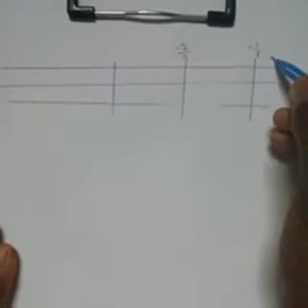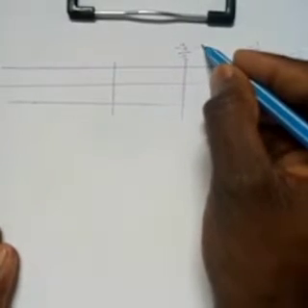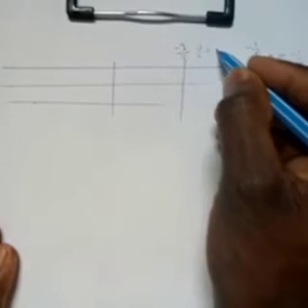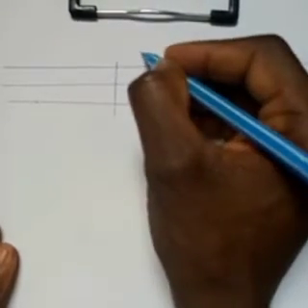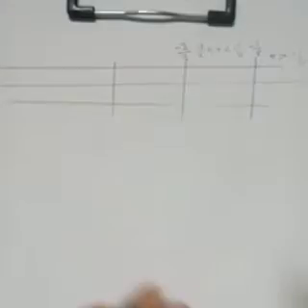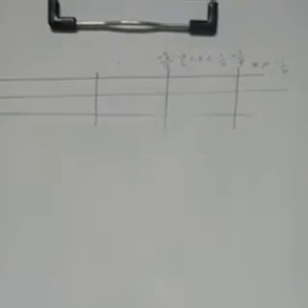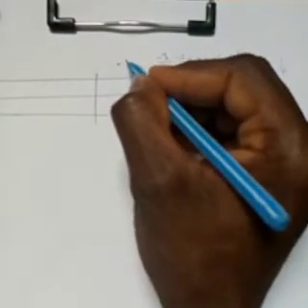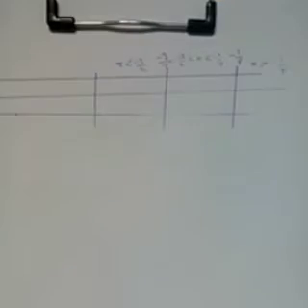Here we get negative 3 over 2 less than x less than negative 1 over 4. That is the middle part. Here, I'll get x has to be less than negative 3 over 2.